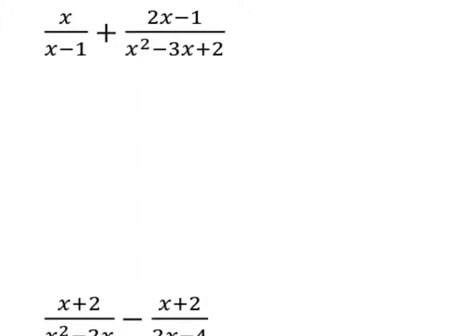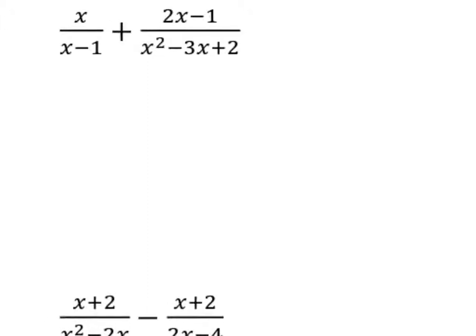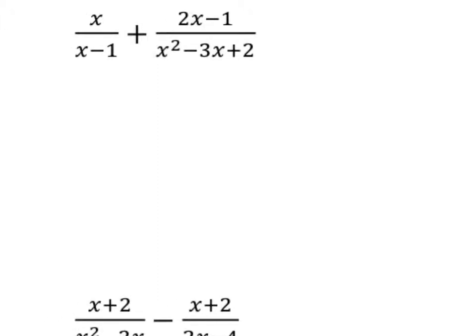So this first fraction isn't going to change, because I can't factor anything out. First fraction doesn't change. Plus, if you look at the top, the top part's not going to change either. The bottom right, I can factor that out. I need factors of 2 that add to negative 3, and that is negative 2 and negative 1. So this becomes x minus 2 and x minus 1. Okay?